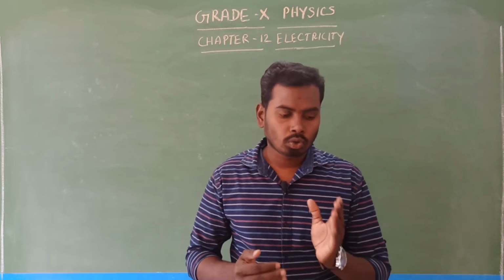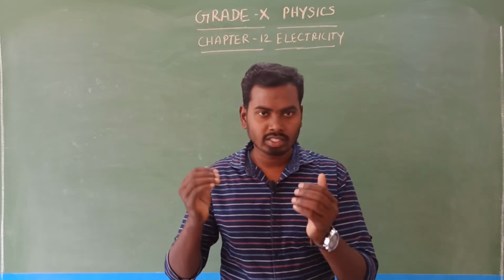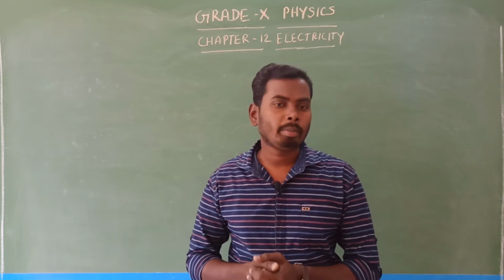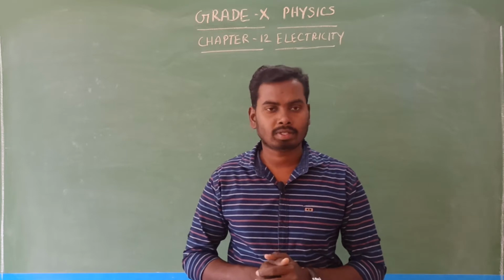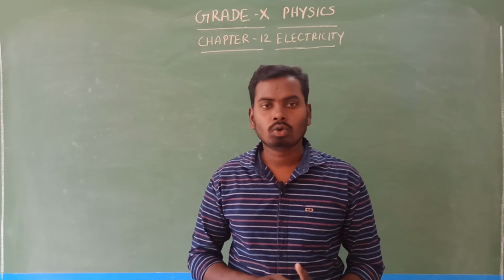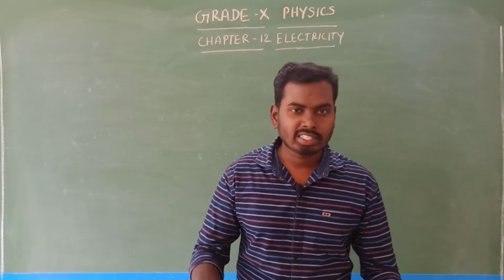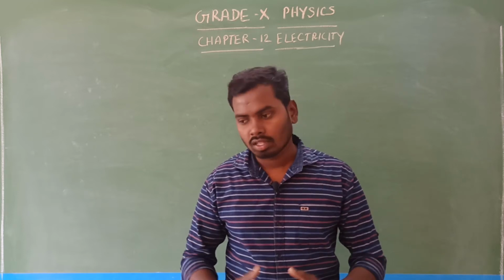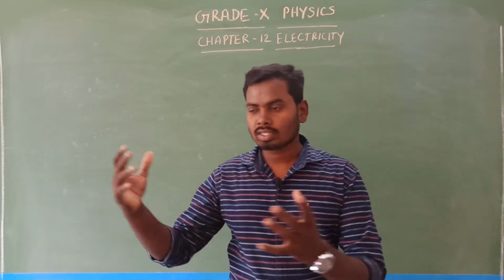So in a parallel circuit the current gets distributed and voltage remains the same, and the total resistance is given by 1 by Rp equals 1 by R1 plus 1 by R2 plus 1 by R3 and so on, based on the number of resistors connected in parallel combination. Is it clear, students? Yes. That's all about the concept for both resistors in series as well as parallel.